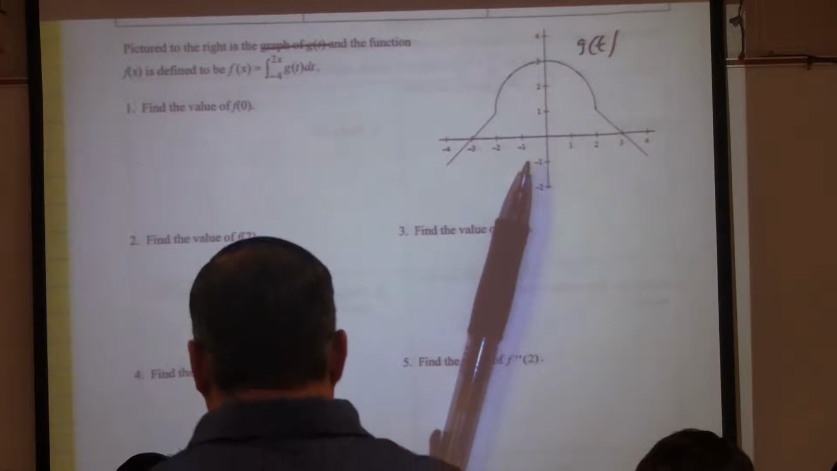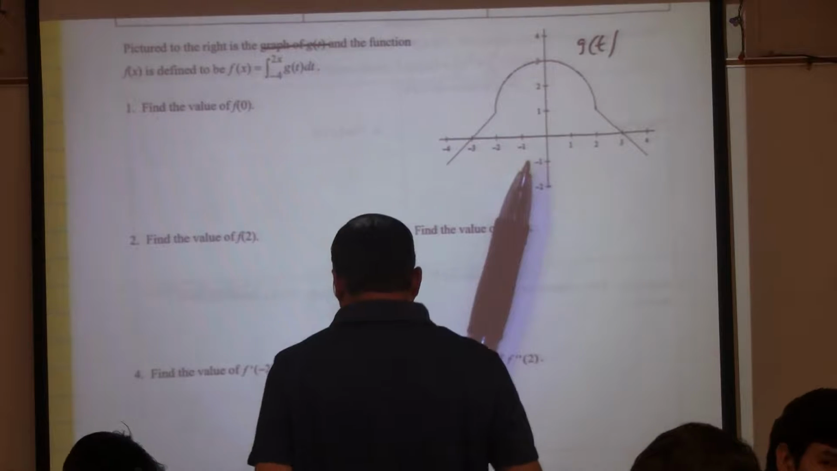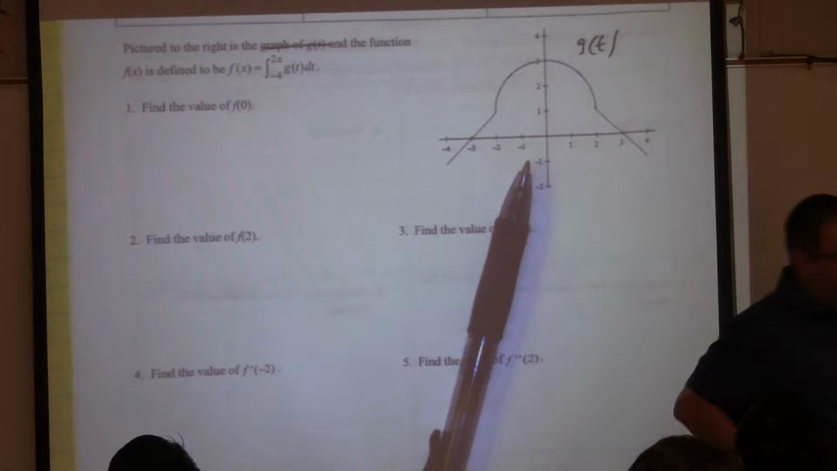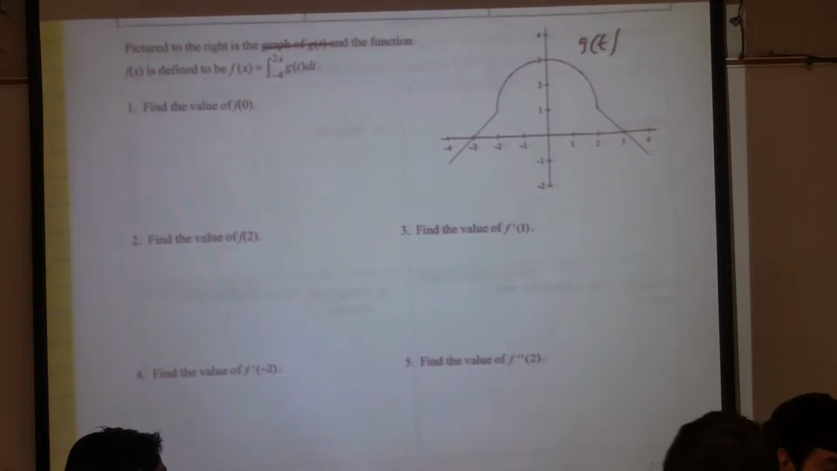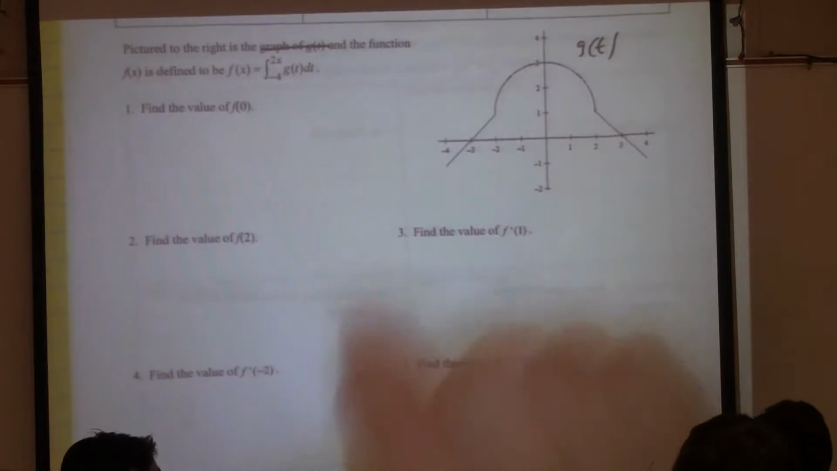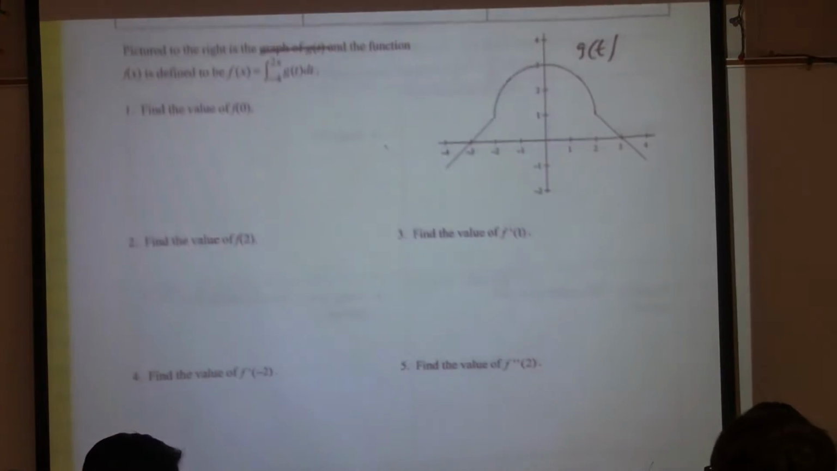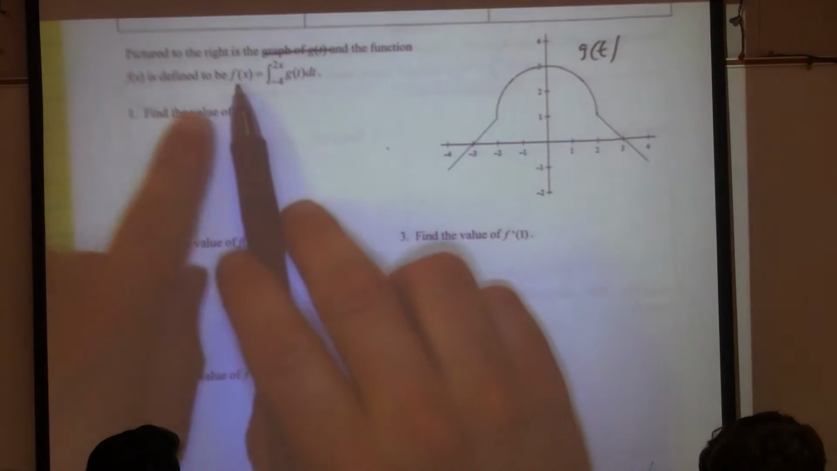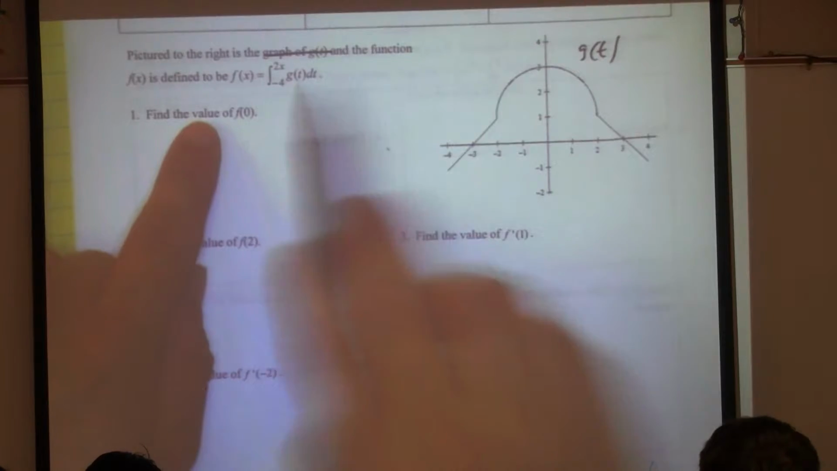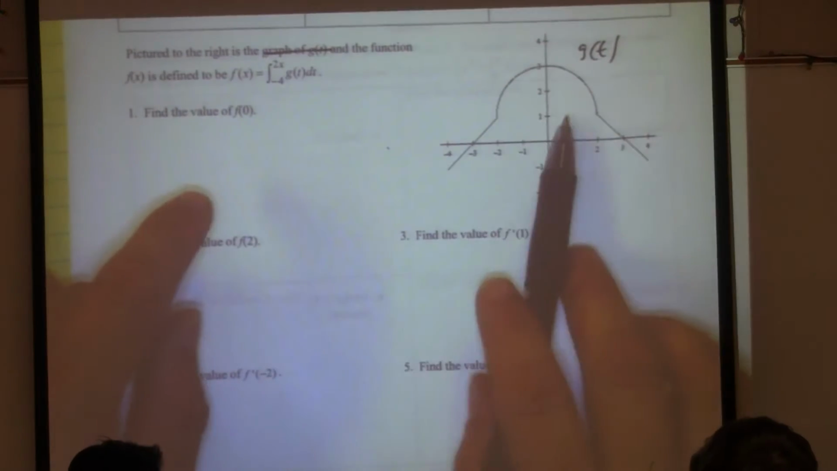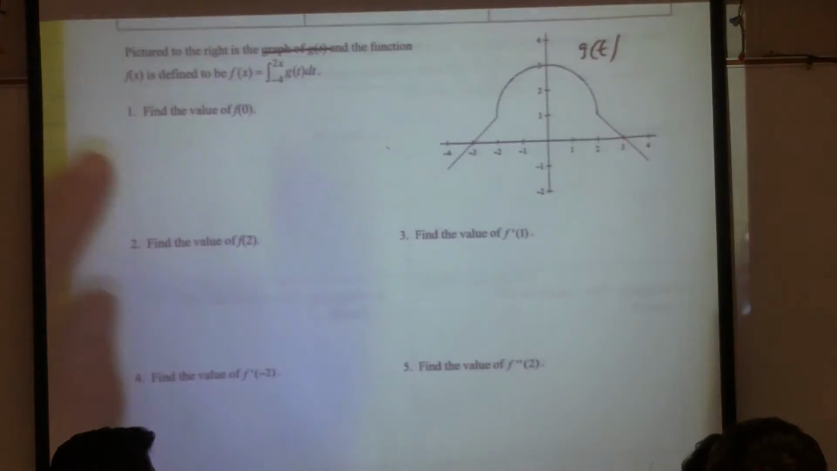Alright, so let's go ahead and continue with the notes from yesterday regarding the second fundamental theorem of calculus. So we got this graph here. They told us it was called g of t. And they're telling us that f is represented by the integral from -4 to 2x of g of t. So could I use this graph to calculate this integral?